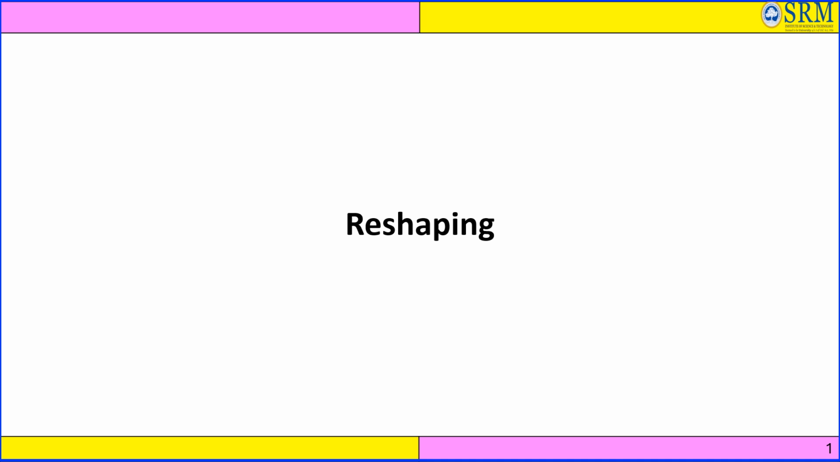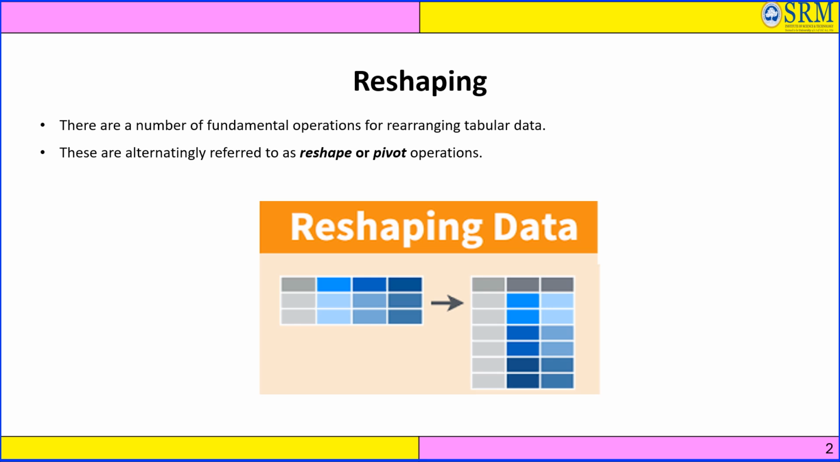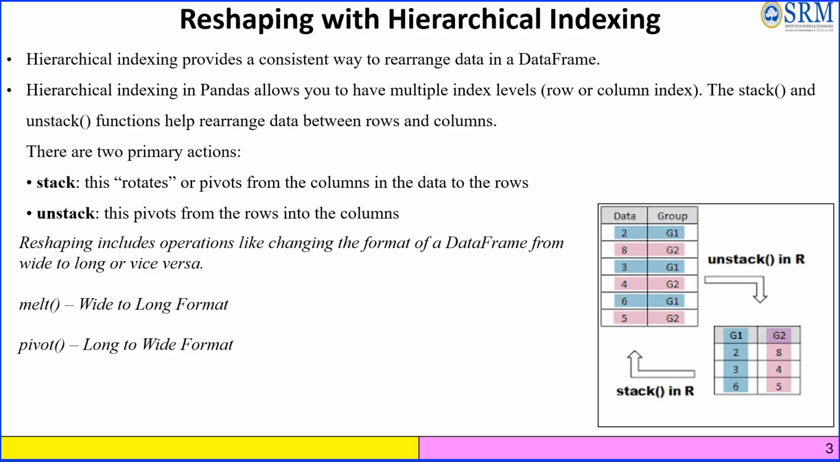Okay, and the next one is reshaping. Reshaping means you have to change the looks, change the size of the array. Okay, so this is called reshaping. So this is the thick array, so that has to be converted into thin array. Okay, so this is called reshaping or pivoting operation. So there are a number of fundamental operations of rearranging tabular data, and they are all referred to as reshaping or pivoting. Okay, so we'll see one example.